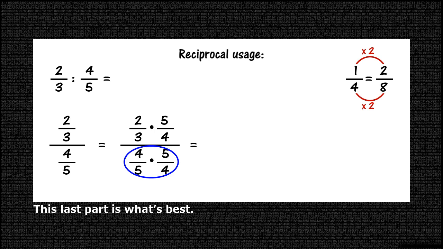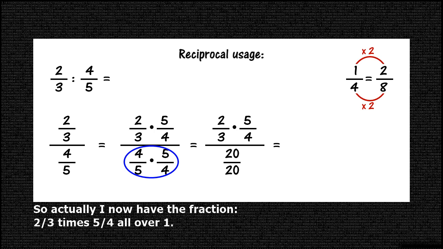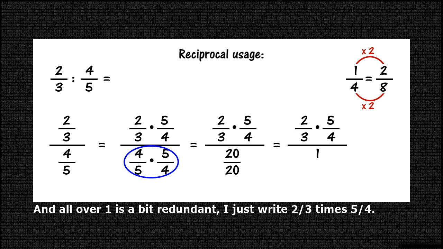This last part is what's best, because 4 over 5 times 5 over 4 is equal to 20 over 20, which is equal to 1. So, actually I now have the fraction 2 over 3 times 5 over 4 all over 1. And all over 1 is a bit redundant. I just write 2 over 3 times 5 over 4.